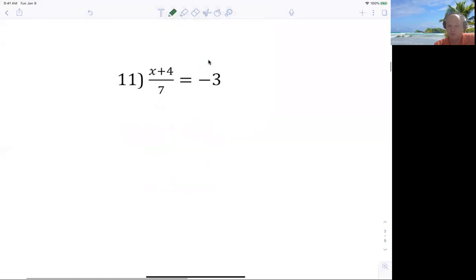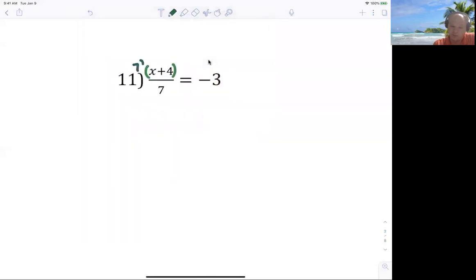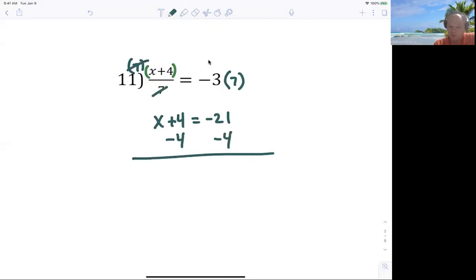Number 11. And remember, this is the case where you have this quantity. So you're technically dividing that quantity by 7. So to undo the dividing by 7, we have to multiply both sides by 7. And now what happens? Those cancel. So x plus 4 equals negative 21. Subtract 4, x equals negative 25.